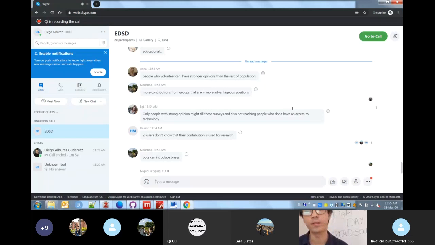Okay, so Heiner is bringing up the issue of privacy also, and consent, that maybe users are not necessarily informed about the aims of the research, and we're going to discuss this briefly. Okay, so I'm going to wait for Miguel to stop typing, and then I'm going to ask some of you to share your views.